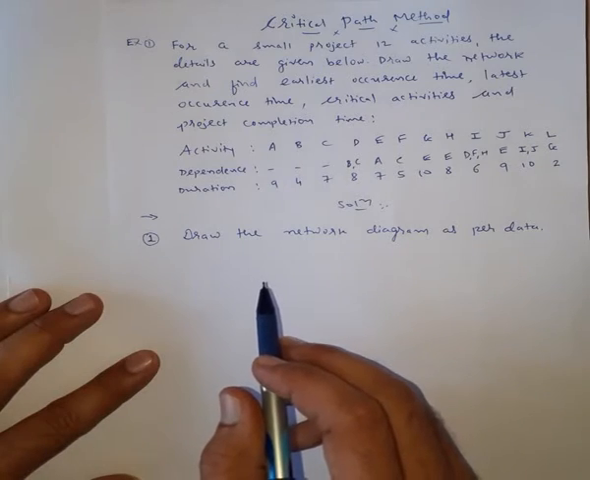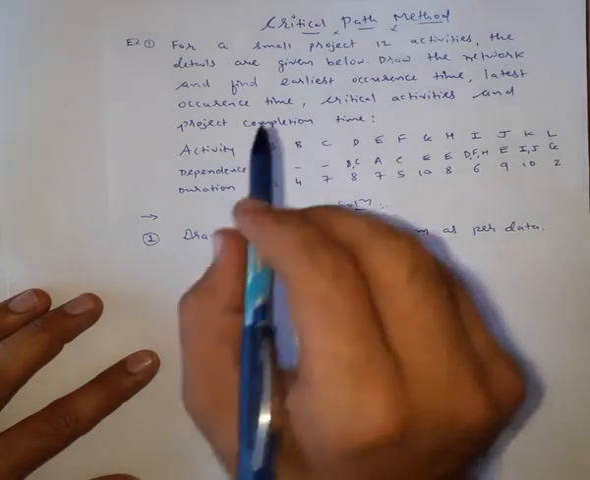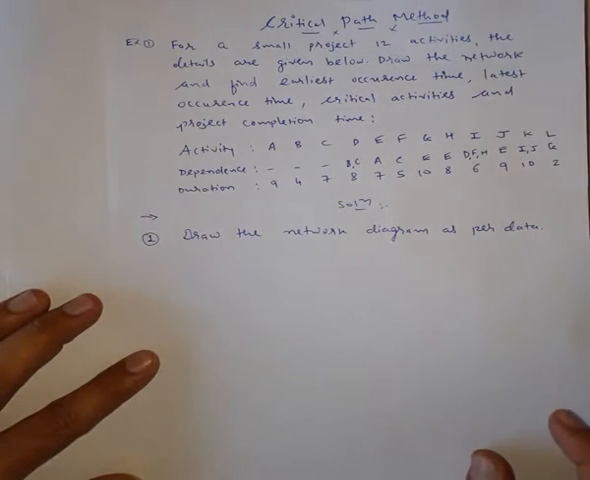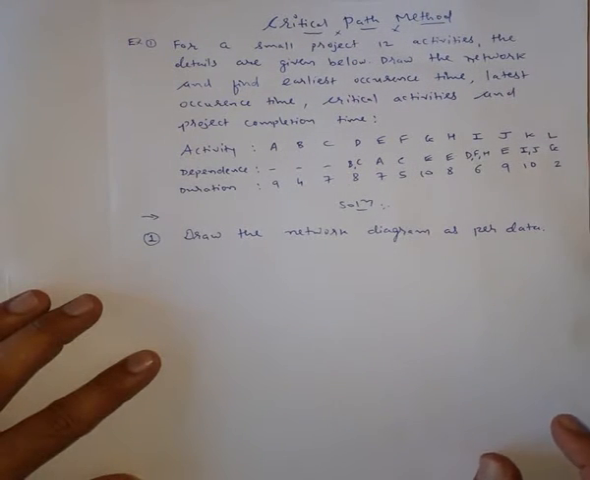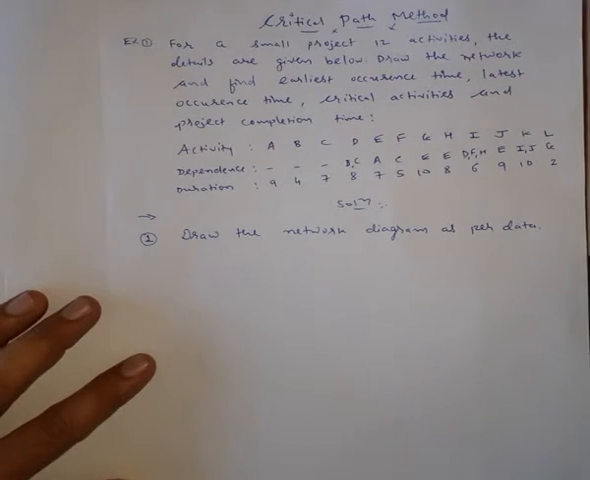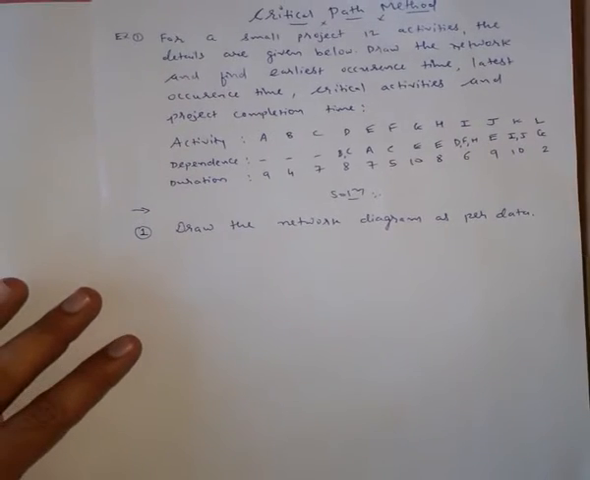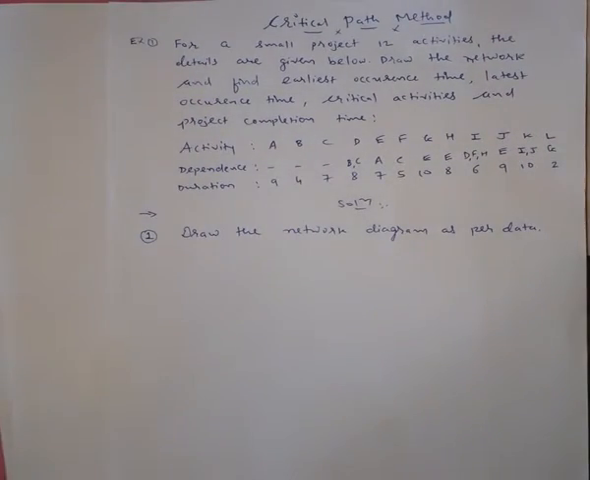We had already seen how to draw the network diagram. So this is the data that is given to you. For a small project there are 12 activities, means the whole project is divided into 12 activities. The details are given below. Draw the network diagram and find its earliest occurrence time and latest occurrence time, critical activities and project completion time.